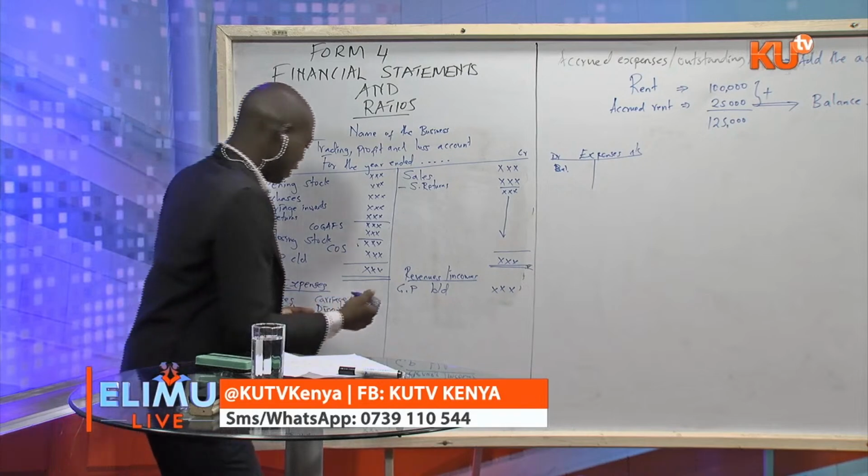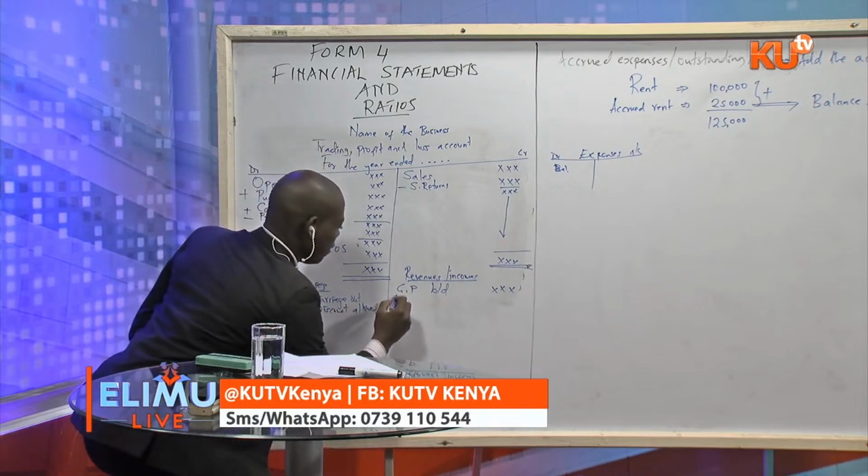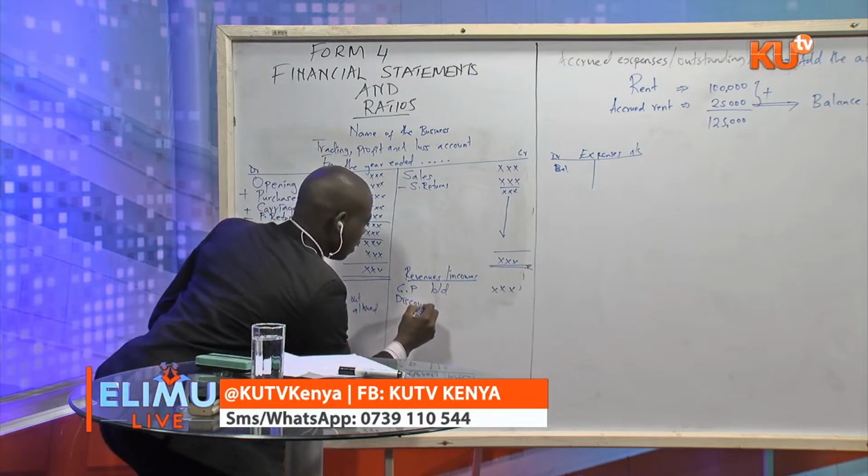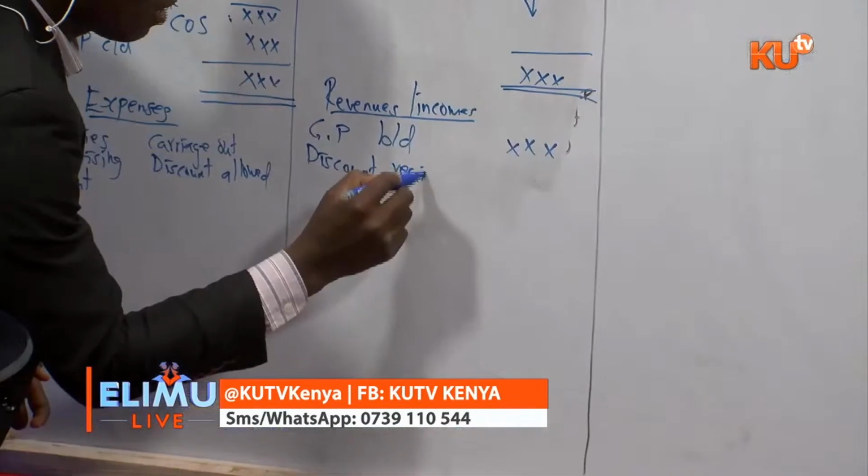So let's see, what are examples of the incomes here? We have discount received.